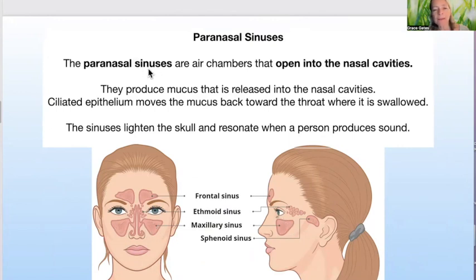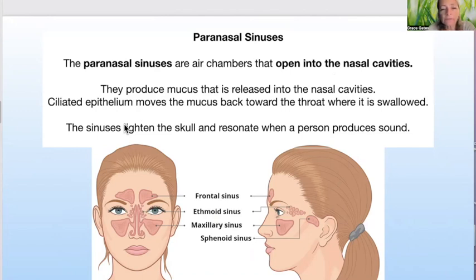All of the paranasal sinuses are air chambers that open into the nasal cavities. They produce mucus that is released into the nasal cavities, ciliated epithelium in the nasal cavities and the sinuses move the mucus towards the throat where it is swallowed. And then any microorganisms that might do us harm are killed in the stomach.